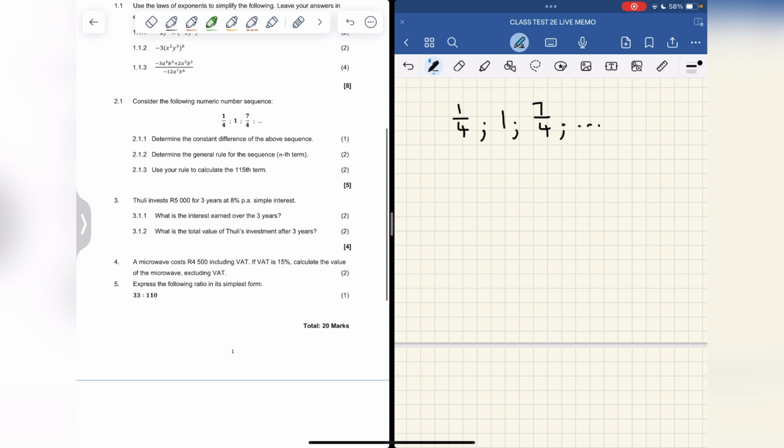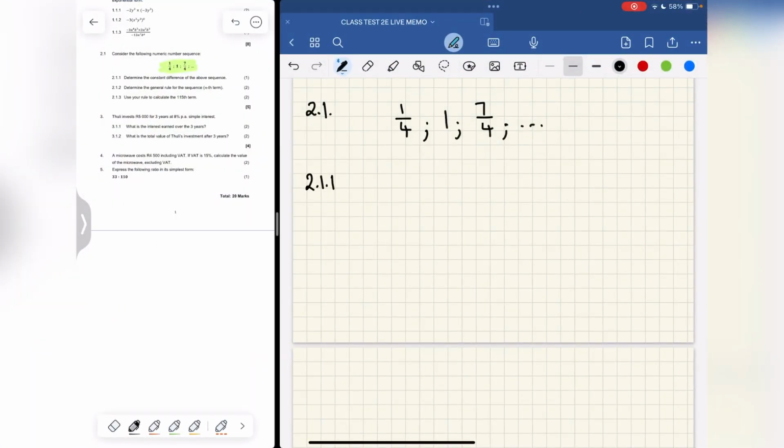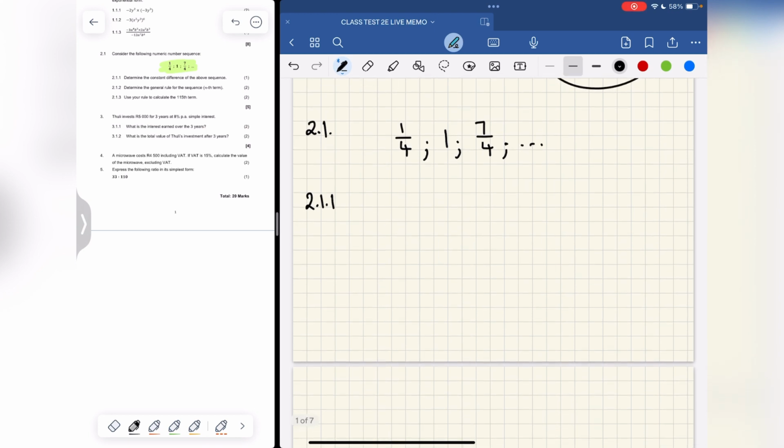Question 2.1, we have a numeric number sequence, and a little bit of an intimidating one because it has, of course, the dreaded fractions. So we have our sequence there that consists of those fractions, and the questions are the same as with any other pattern that we've seen. We are asked to do the same things. So the first question is, determine the constant difference of the above sequence.